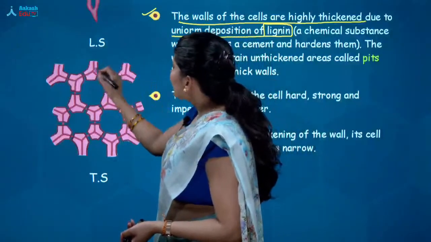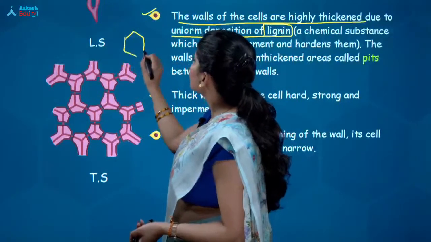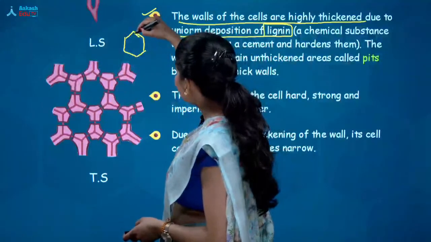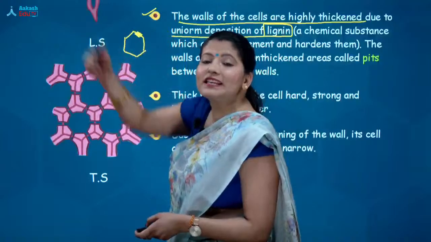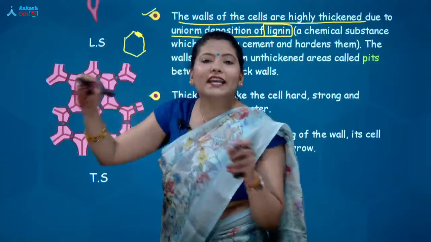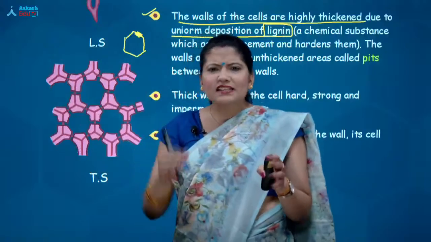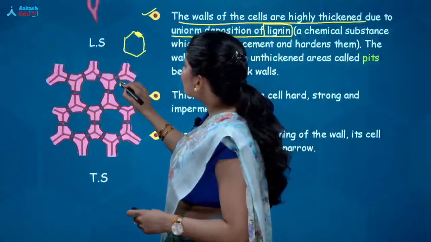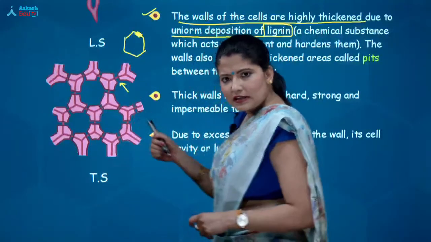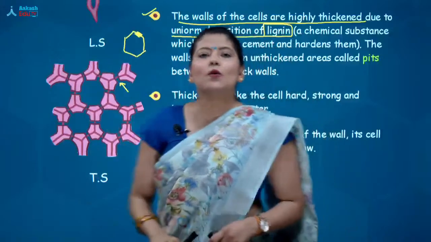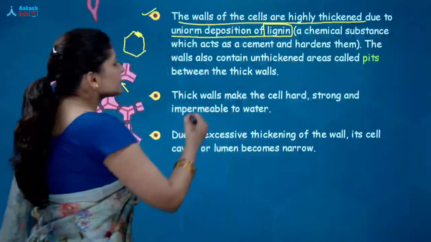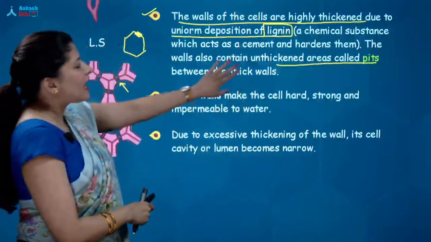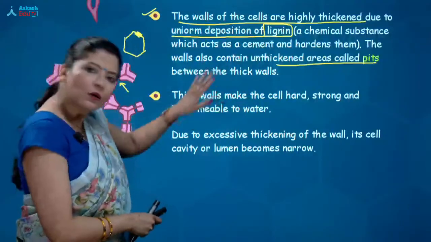You people can see, let's say this is one cell. Here it is. And if I am saying that lignin deposition is there, all right, so lignin is deposited, but not at a regular level. It is irregular. Irregular means somewhere it is present, somewhere it is not. And the site where this lignin is absent, can you see these pits, right? So this area is known as pits. It is written over here. The wall also contains unthickened areas called pits between the thick walls.